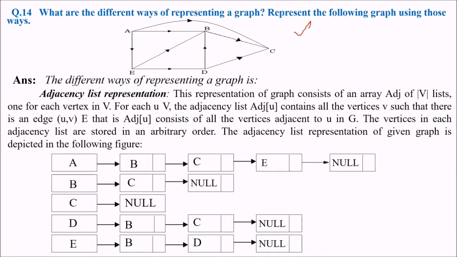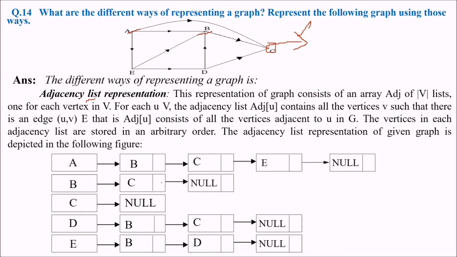First is your adjacency list representation. How actually it is a list. And what about adjacency list? Because A is adjacent to B, if this is a list of A, then A is adjacent to B, and B is adjacent to C, so we have C. Now this C, how it is adjacent to E, we'll see. Because B is adjacent to C, so we write this, and then C has none, because this is a directed graph, so there is no way you can reach from C anywhere. That is why we have null here also.